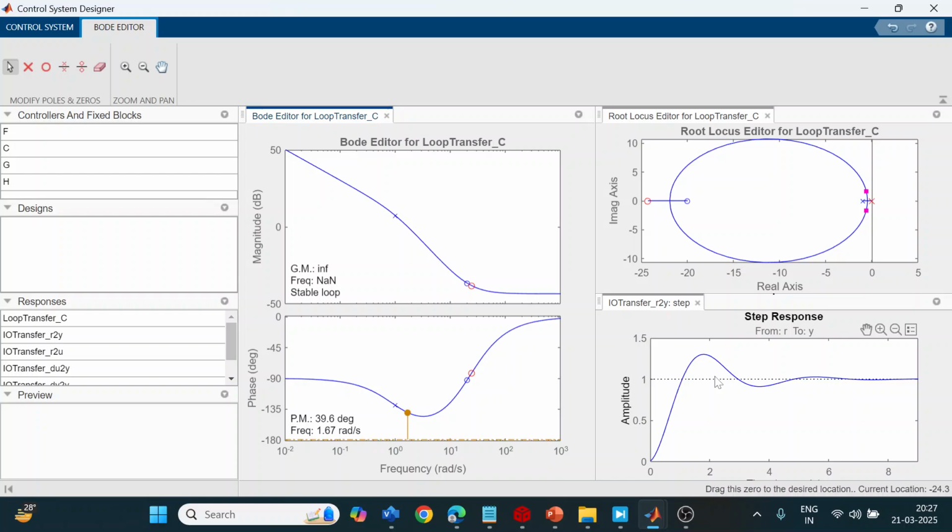You can adjust your dominant pole location, zeta will vary accordingly, and omega will make a circle. So these are all system parameters, and they are linked to each other. You cannot say directly how to reduce it.